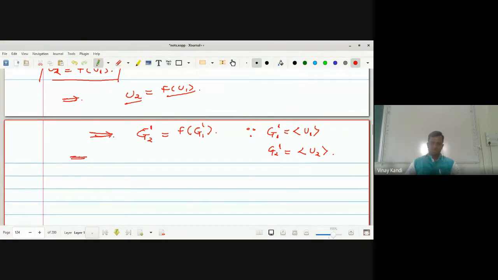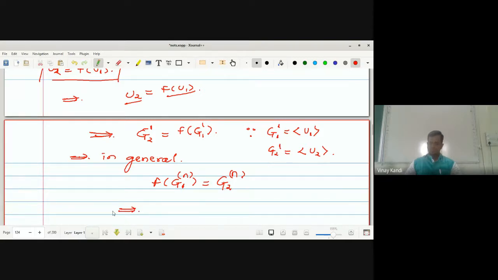In general, we can write f of the nth derived subgroup of G1 is equal to what? The nth derived subgroup of G2. First, in general we can write: the image of the nth derived subgroup of G1 is equal to the nth derived subgroup of G2. But G1 is what?